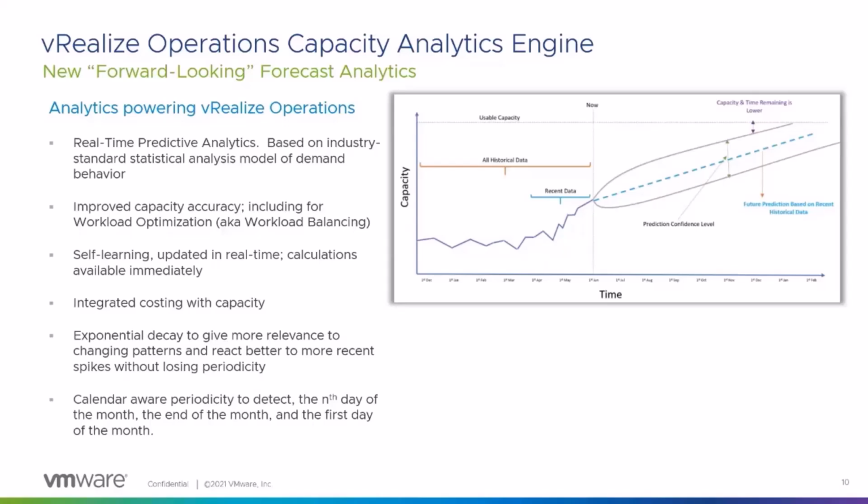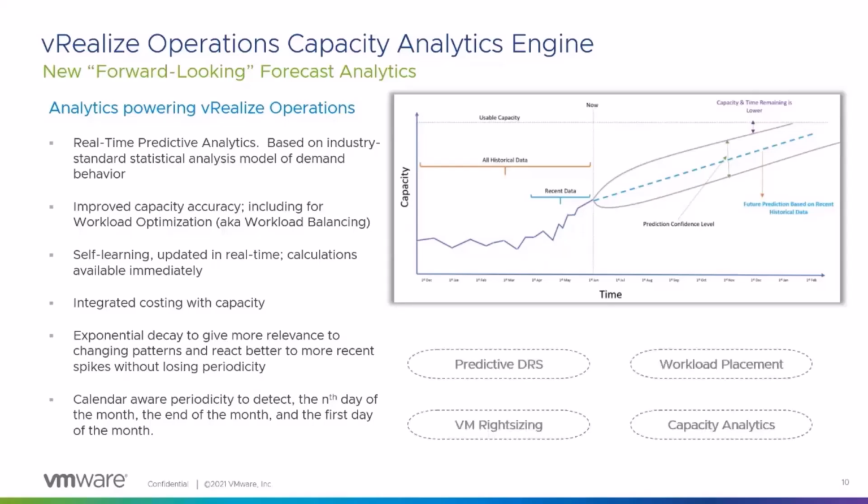There are some other capabilities in here which I'll talk more about later. There's exponential decay, which gives more weight to more recent changes in utilization. And then calendar awareness, which looks for periodicity, things that happen on certain intervals. These can be certain days of the month or certain times of day, things like that.